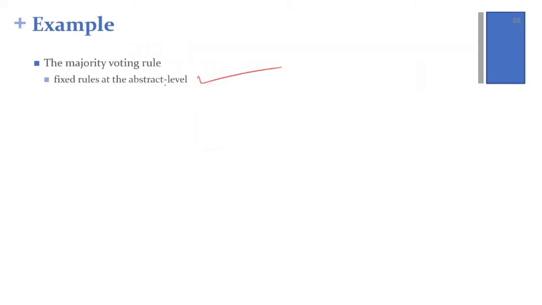So fixed rule at the abstract level, we'll go for majority voting, it could be bagging, and also others. Whereas for the train rule, we're going to have train rule at the measurement level, actually. You see, at the measurement level, we don't want to train another classifier with just A, B, this is my output.